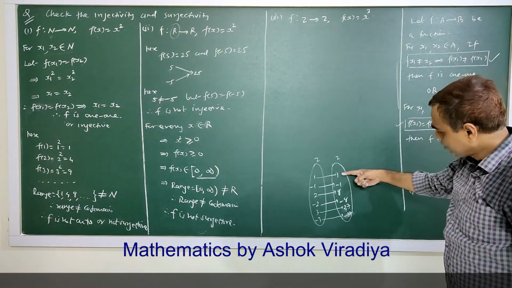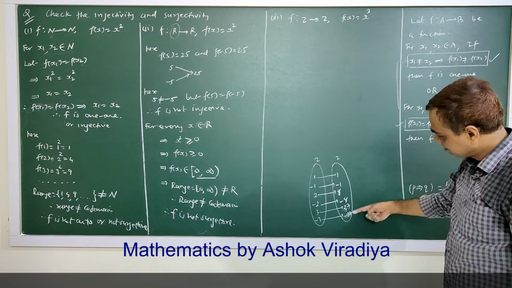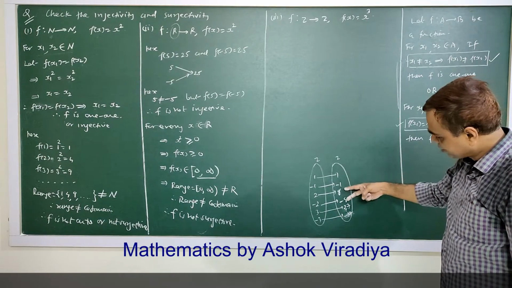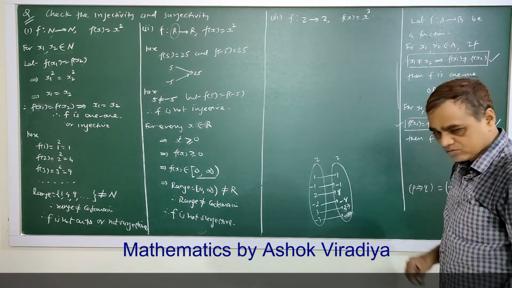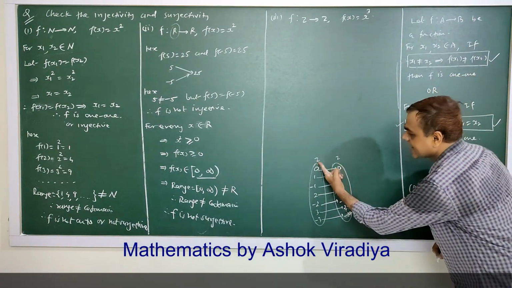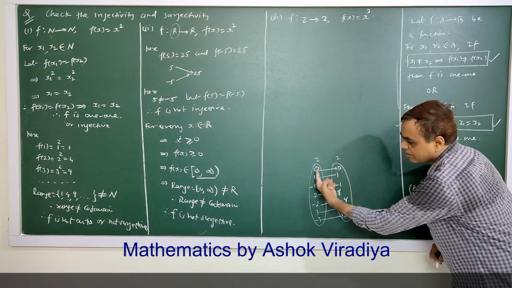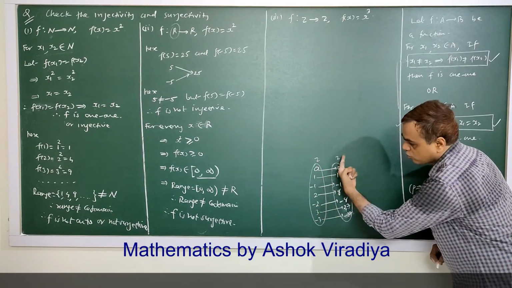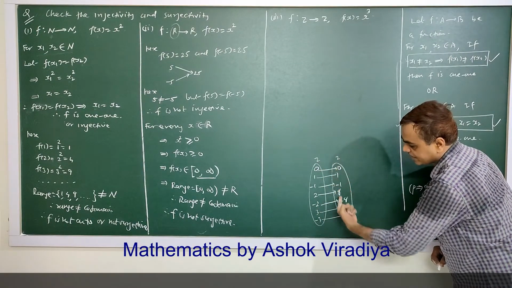See here, you will not find any repetition. Nowhere repetition. Distinct input, distinct output. Image of 0 is 0. Domain is Z. So think about all integers. Codomain is Z. Outputs are integers.